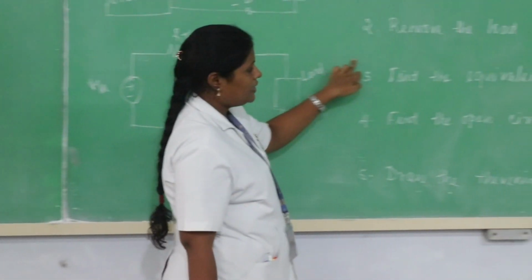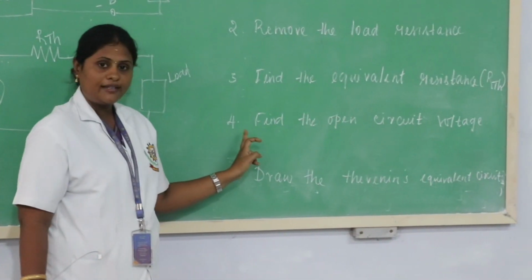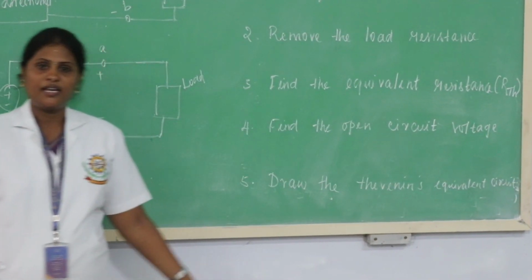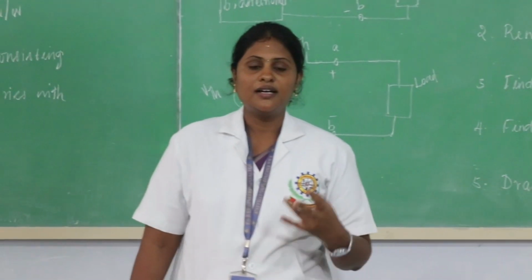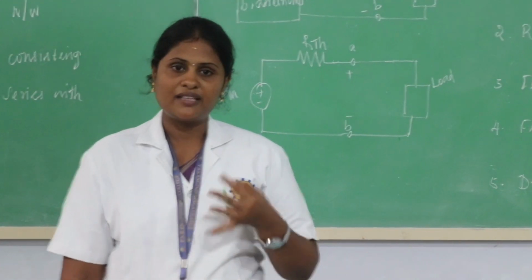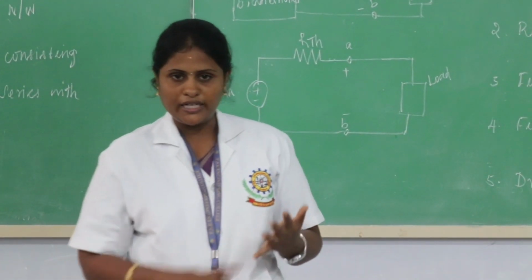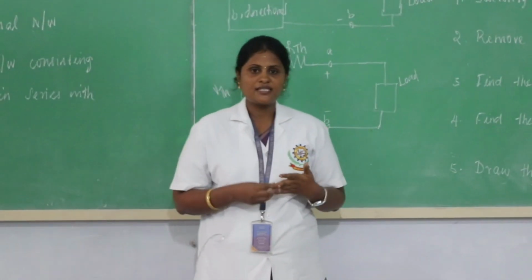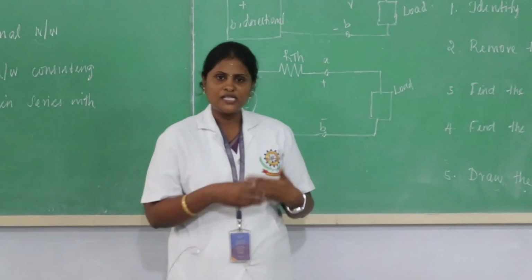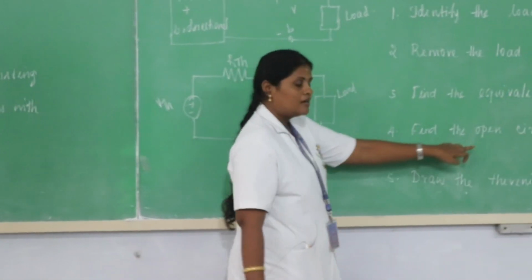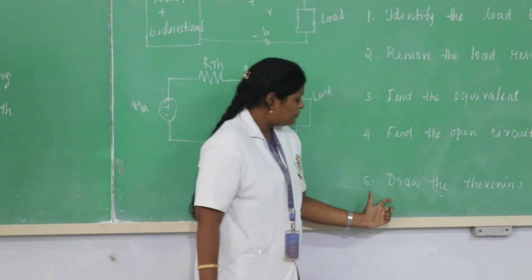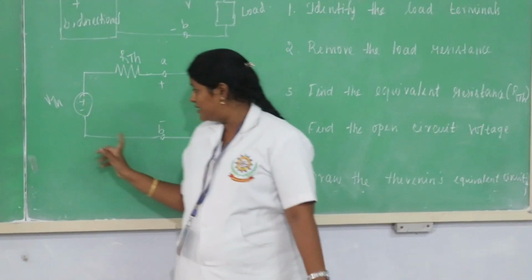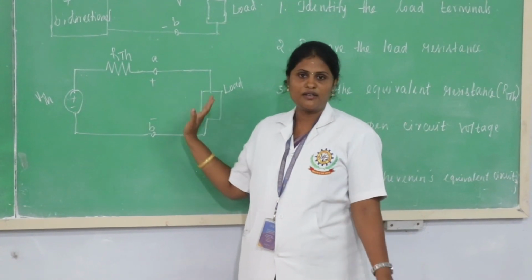After finding RTH, the fourth step is to find the value of the open circuit voltage by using any method: KVL method, KCL method, mesh analysis or nodal analysis. We know that KVL is Kirchhoff's voltage law, KCL is Kirchhoff's current law, and then mesh analysis or nodal analysis. By using any of these methods, you can find the open circuit voltage. And the fifth step is to draw the Thevenin equivalent circuit, which is already drawn here. This is the Thevenin equivalent circuit diagram.